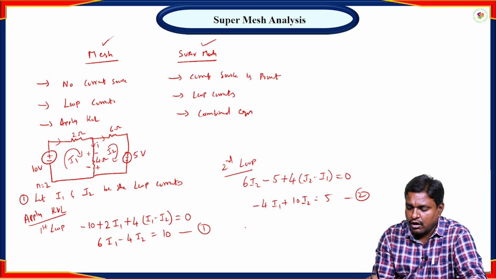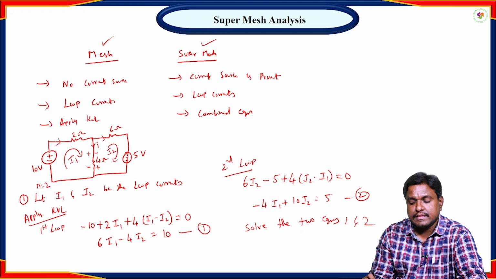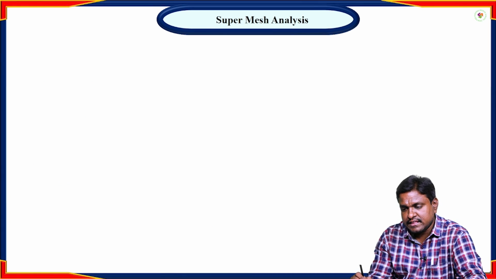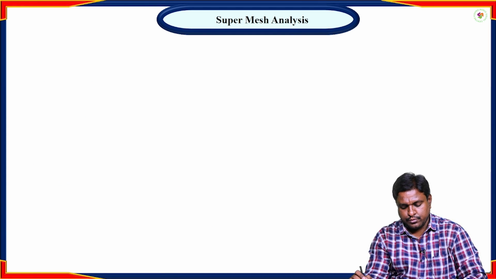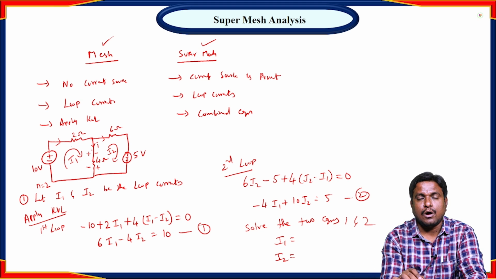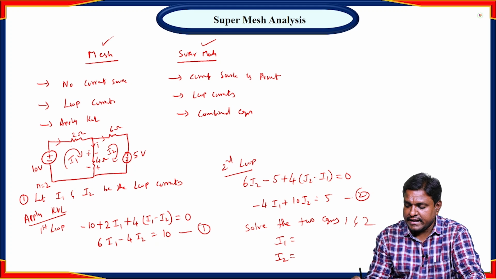So what I am going to do here is solve the two equations, equations 1 and 2. Then I am going to get the values of I1 and I2. Once we get the values of I1 and I2, then we have to find the current I. How to find the value of current I, which is the given response for the given circuit?